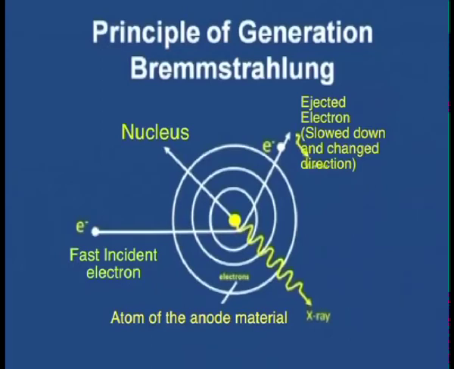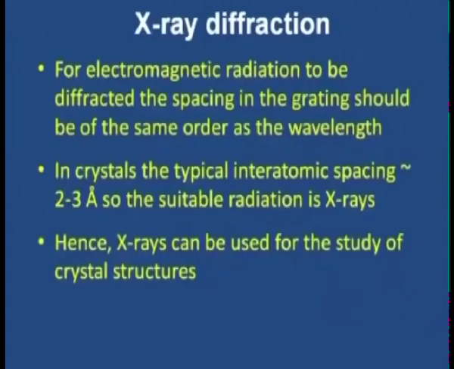Now, when you are talking about X-rays, we should talk mainly about the characteristic X-rays, and then we will pass on to X-ray diffraction. For electromagnetic radiation to be diffracted, the spacing of the grating should be of the same order as the wavelength. If a crystal is assumed to be like a grating and you want X-ray diffraction, the wavelength of the X-ray beam and the interatomic spacing should be more or less of the same order.